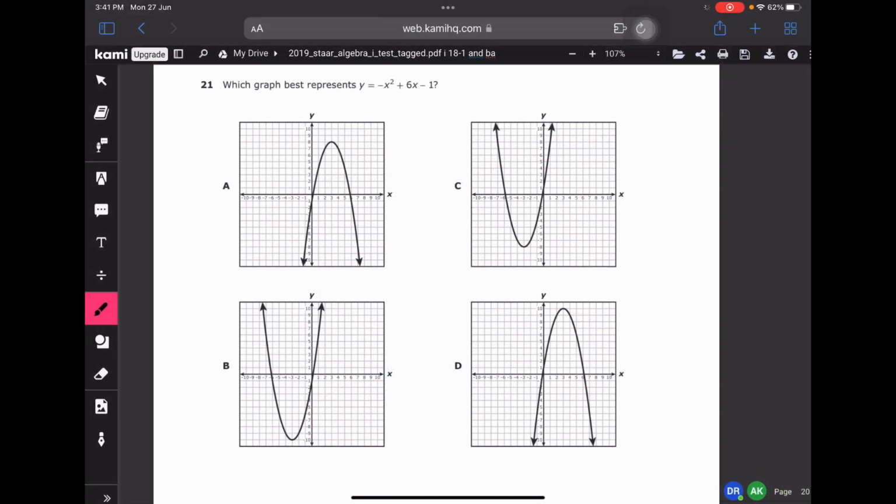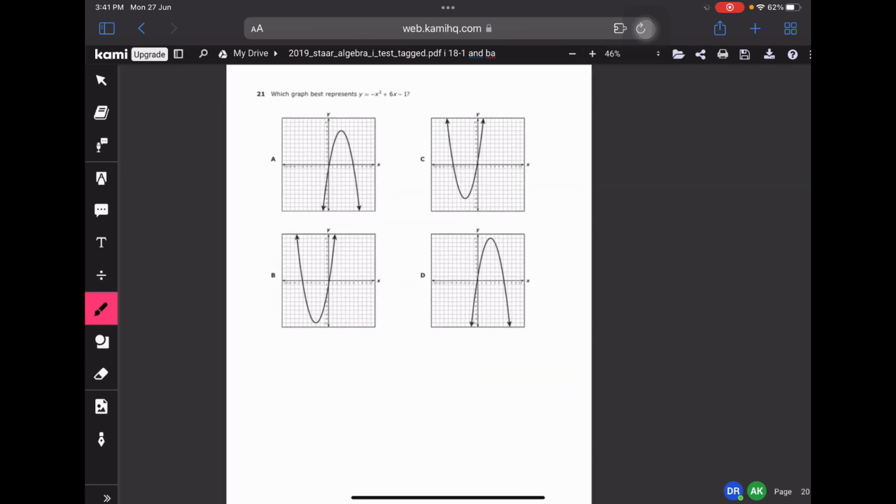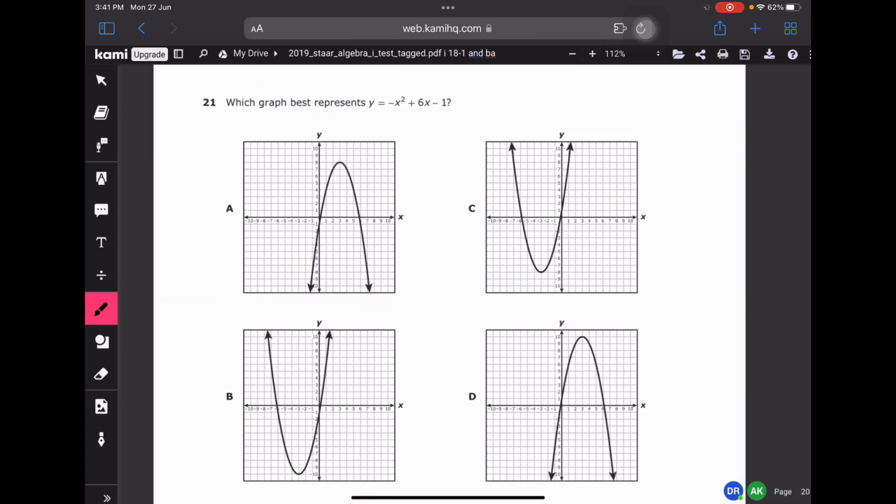First problem: which graph best represents y is equal to minus x square plus 6x minus 1? In this you can see that this is a quadratic equation, y is equal to ax square plus bx plus c. Here a is less than 1. Since a is less than 1, the graph which you get, the parabola, is in the negative direction, it is downwards.